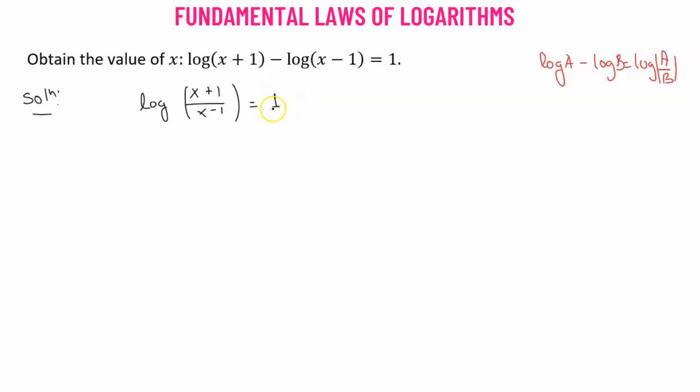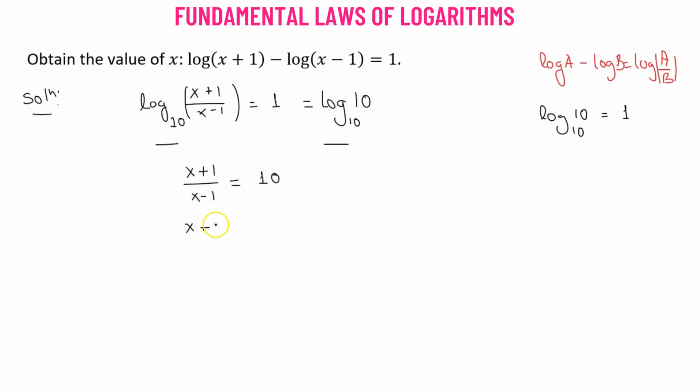Now, what's the value of 1? We know that whenever the base of the logarithm is not provided, it will by default be assumed to be 10. And we know that log of 10 with a base of 10 equals 1. So this 1 can also be replaced with log of 10, and it would mean exactly the same thing. This is done so that we have logarithm on both sides and we can equate them to get x plus 1 divided by x minus 1 equals 10.